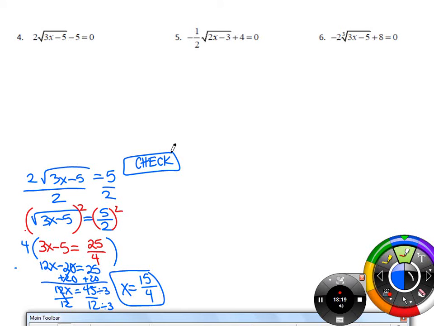Is 16 the answer to both of these problems? Plug it back in and check. Is the square root of 16 equal to negative 4? No. Okay. Is the square root of 16 equal to positive 4? Yes.